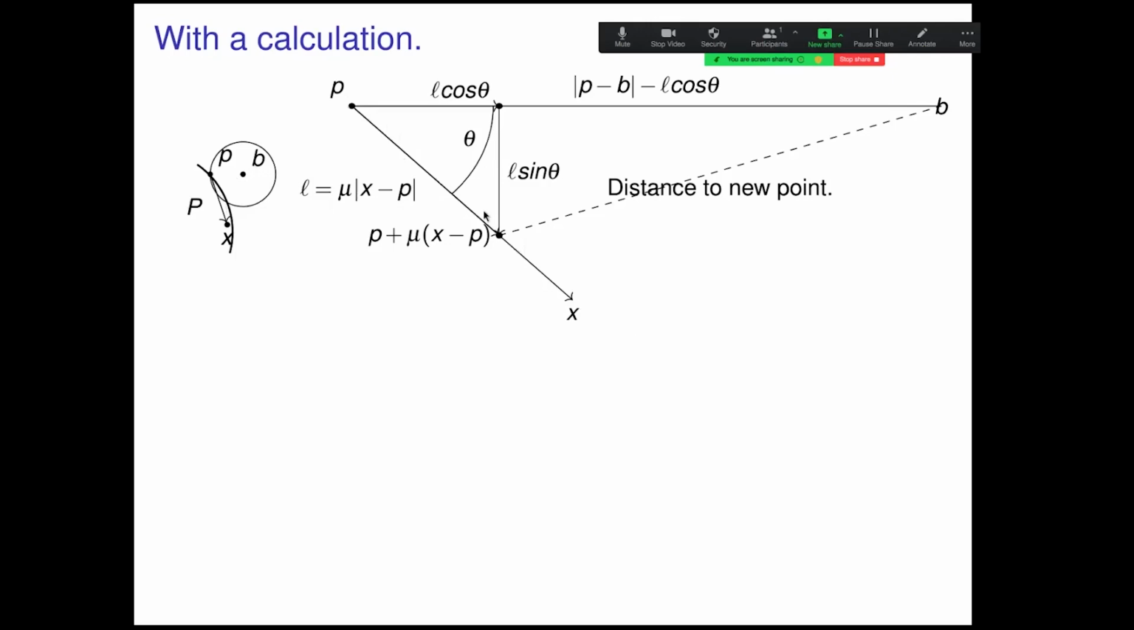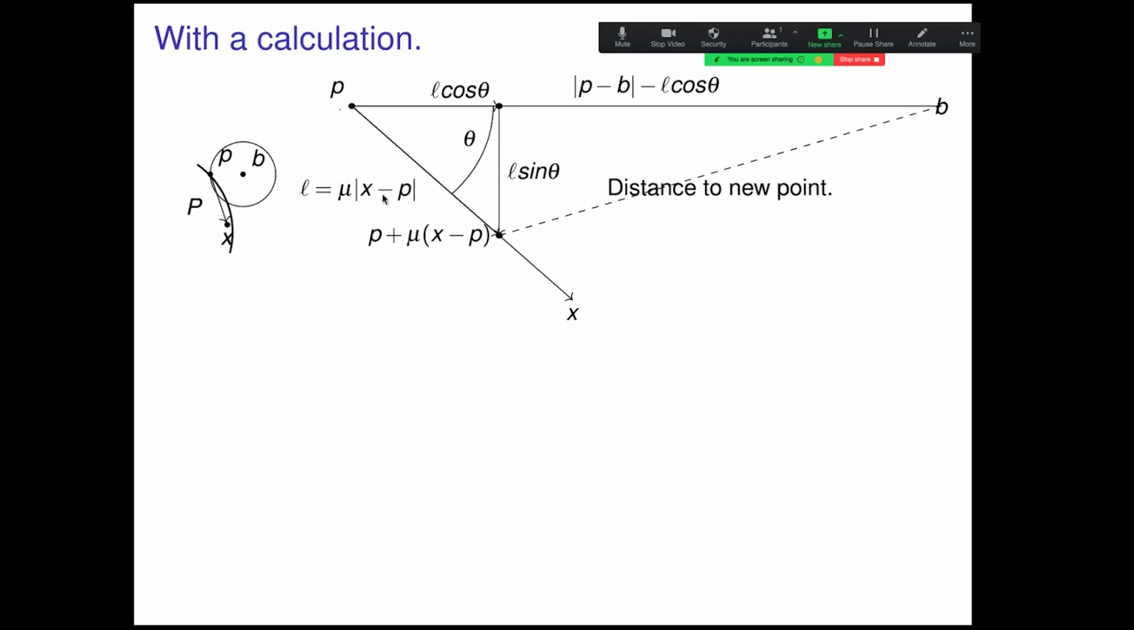That's what I'm thinking of, okay? So L is moving along this line. Does that make sense? What we're doing is we're moving this distance along this line. Mu could be 0 or it could be 1. If it's 1, you're at X. If it's 0, you're at P. Does that make sense? So the mu is moving along this line.